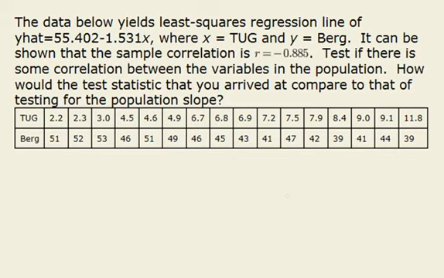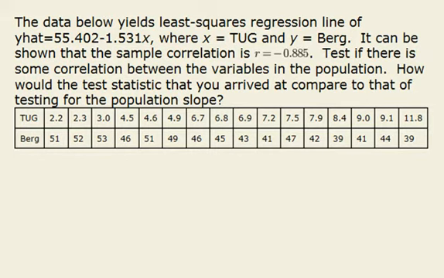We have a set of data that will yield a least squares regression line of 55.402 minus 1.531x. X here is the Tug score, Y is the Berg score. It can be shown that if you find the sample correlation for this data set, you'll get R equal to negative 0.885. If that had not been given to us, you could use the tools we learned in Chapter 3 to find that.